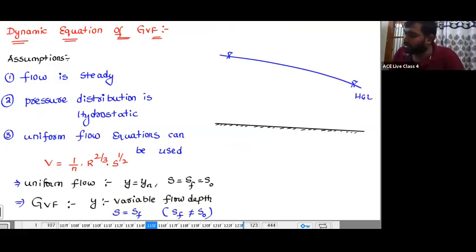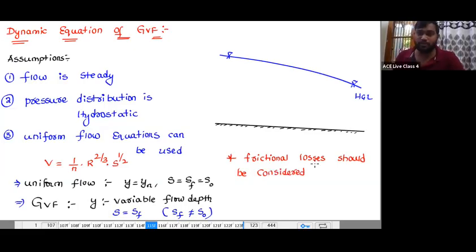And in the case of the total energy line, now there comes one more assumption. Here you cannot neglect the frictional losses. Keep that in your mind. Frictional losses should be considered.